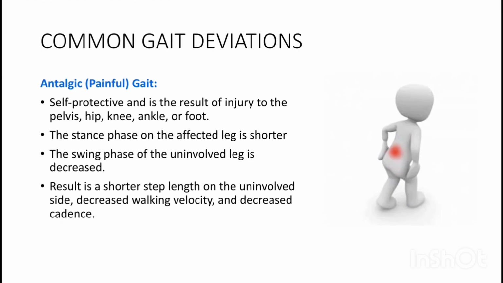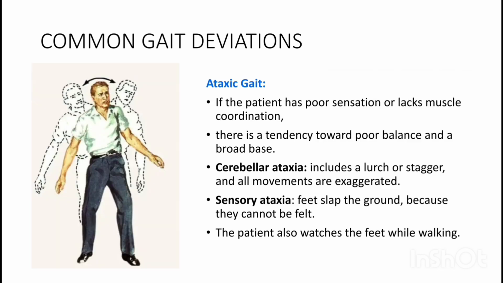Discussing the common gait deviations, the first one is the antalgic gait or the painful gait. It is a self-protective mechanism which results from injury to any joint of the involved extremity. The stance phase on the affected leg is shorter. The swing phase on the unaffected leg will be reduced. This results in a shorter step length on the uninvolved side, reduced walking velocity and reduction of the cadence.